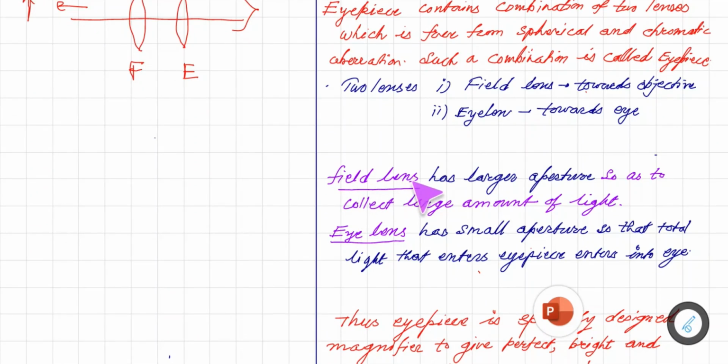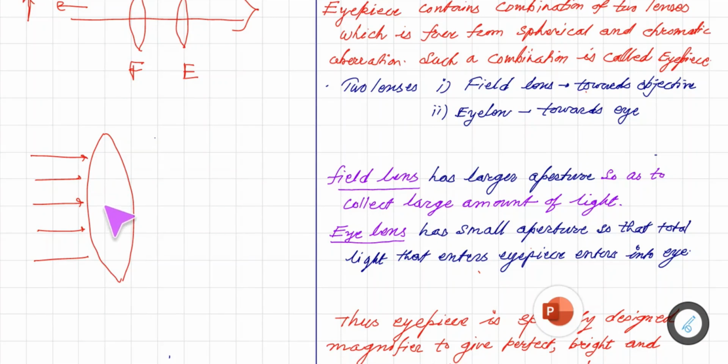Now the field lens. The field lens has a large aperture so as to collect a large amount of light. As the aperture of the field lens is very large, a large number of rays which are coming from an object are collected, and that is why the image formation is very bright and clear. That is why the aperture is kept large. Whereas the eye lens has a small aperture, so that the total light that enters the eyepiece enters the eye.